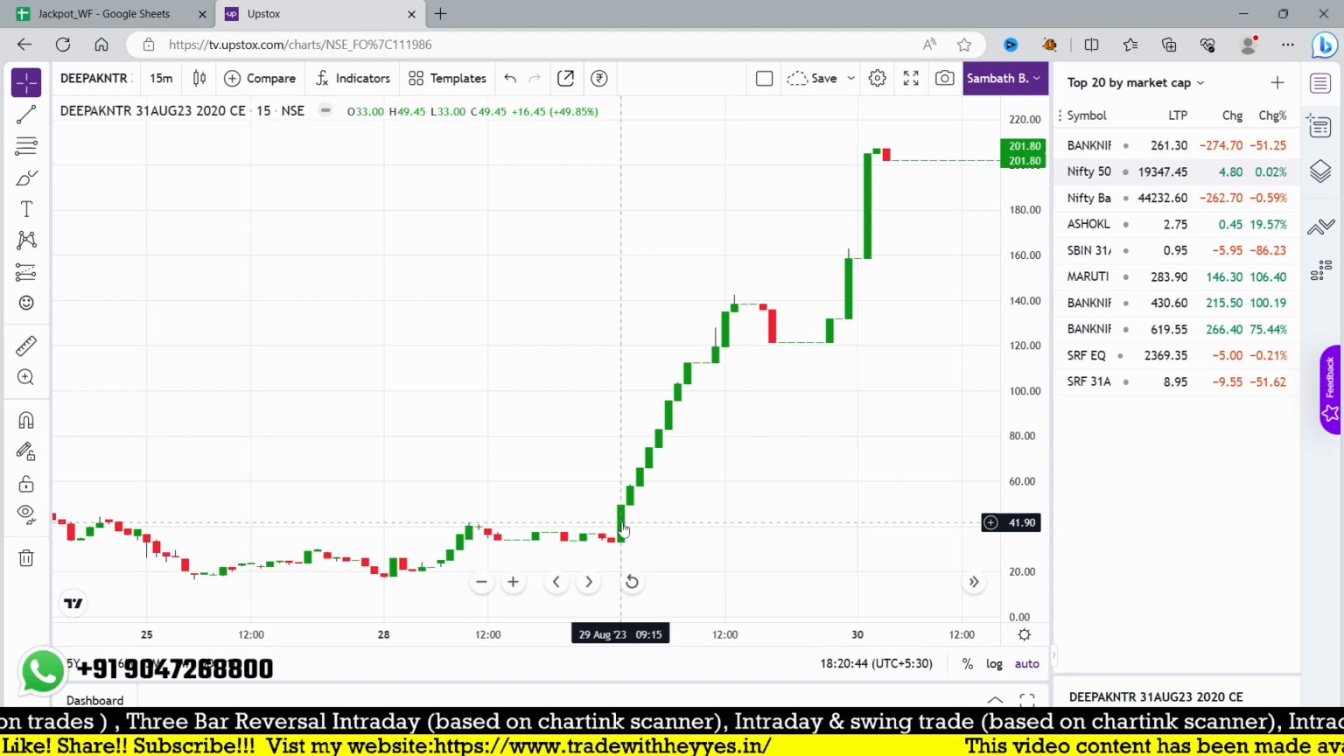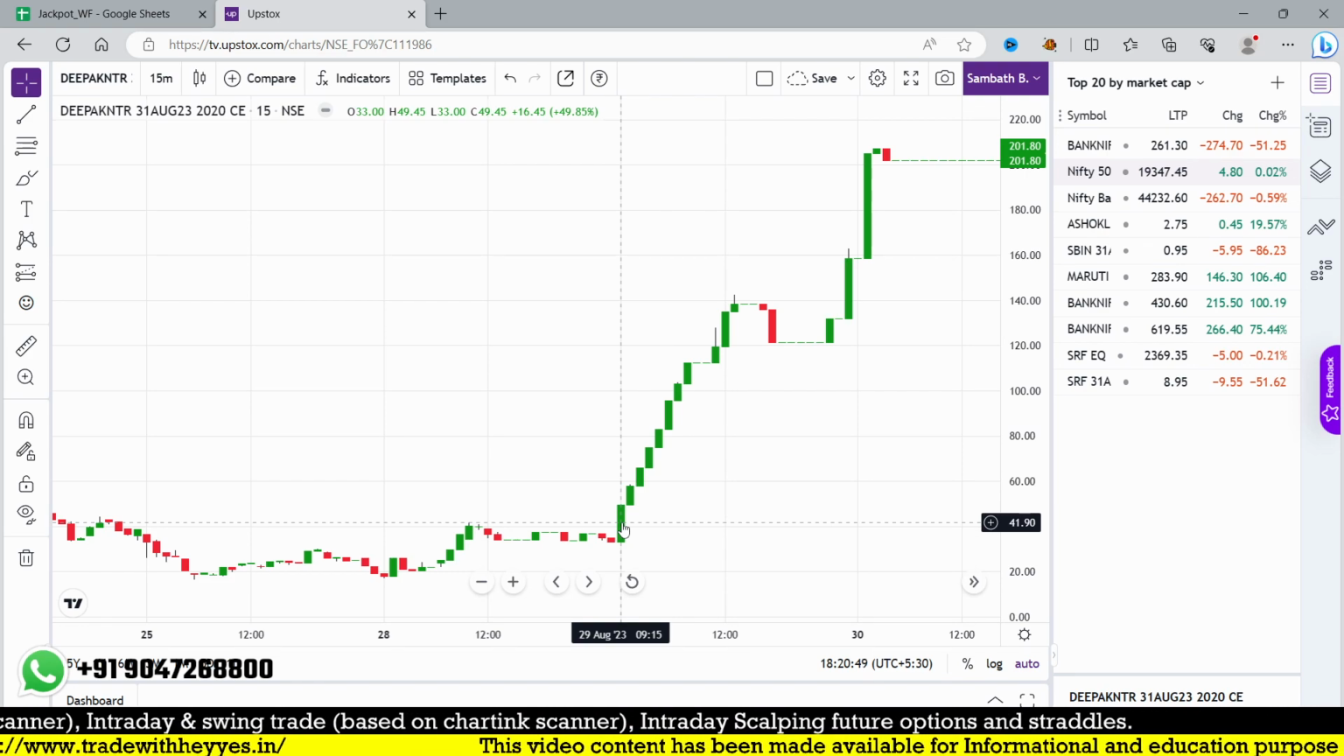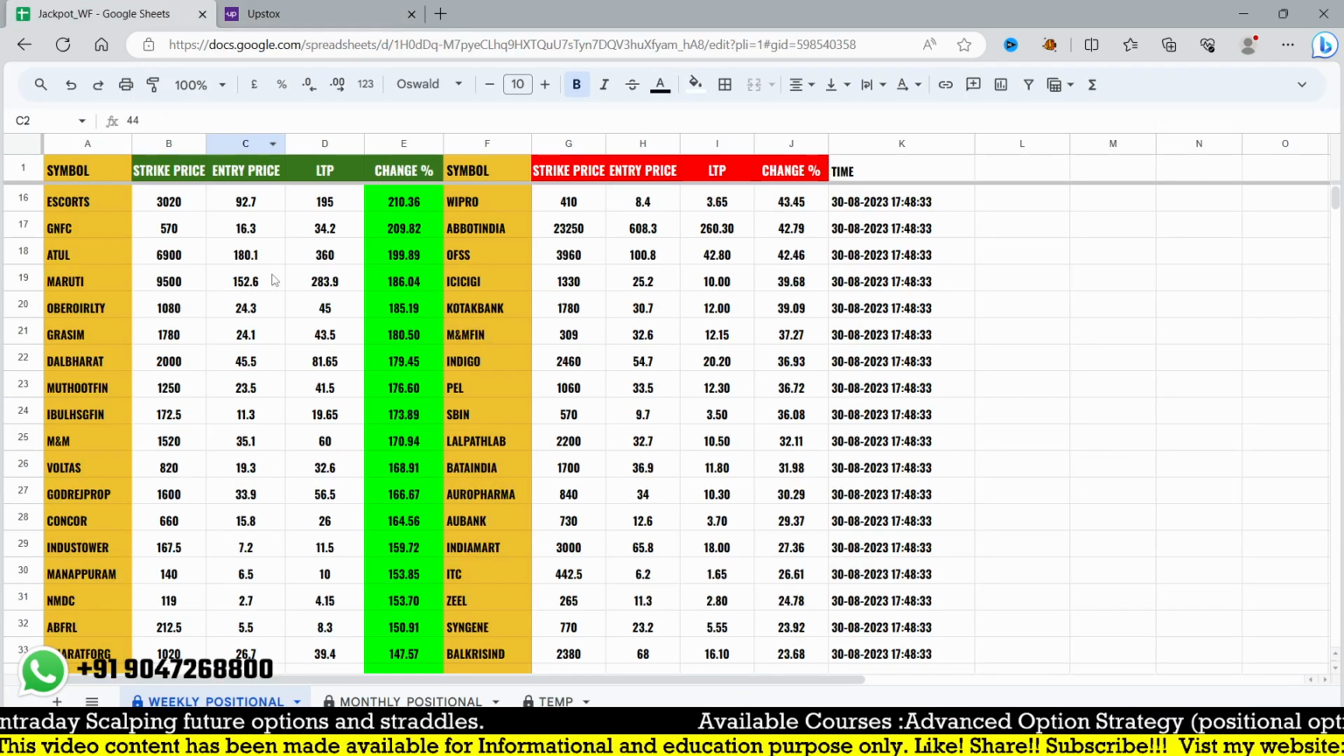So before 9:30, if we trigger our entry point, leave it, and if it goes down and gives you retracement, you can go for it. If it goes straight, don't go for it. So this is not a right trade.